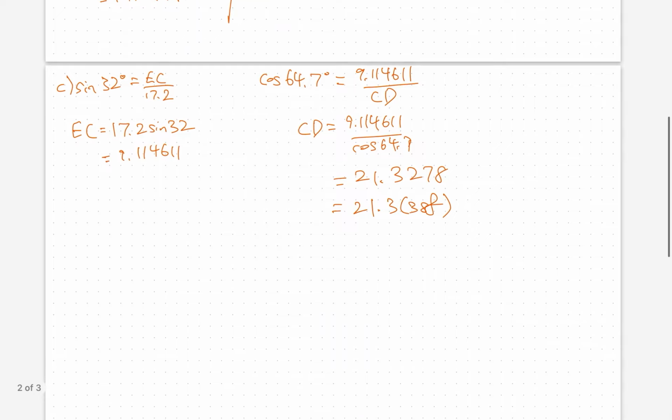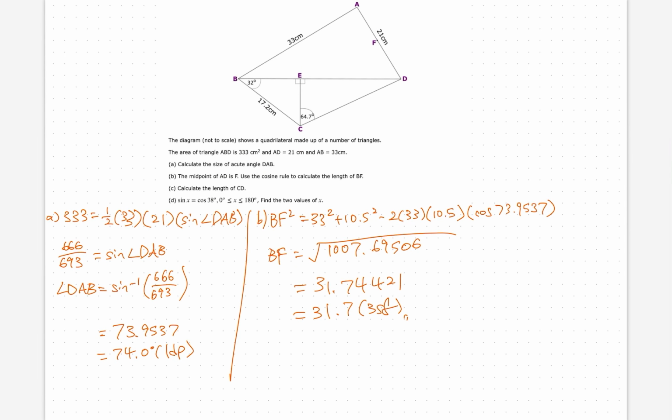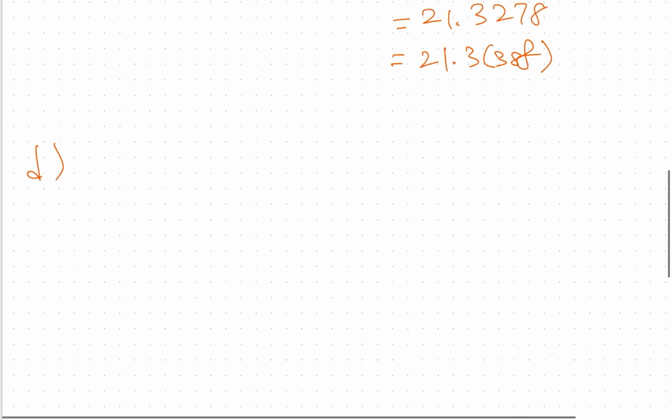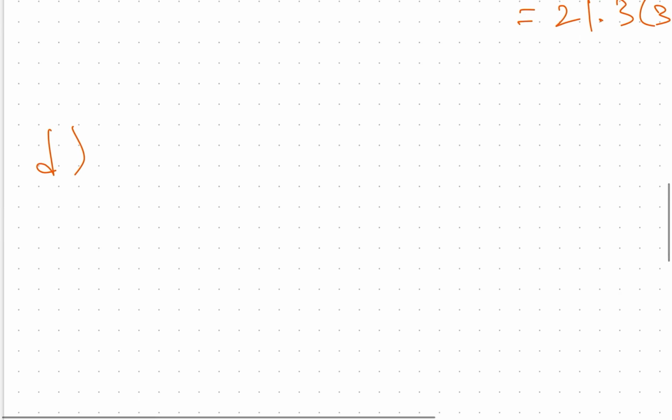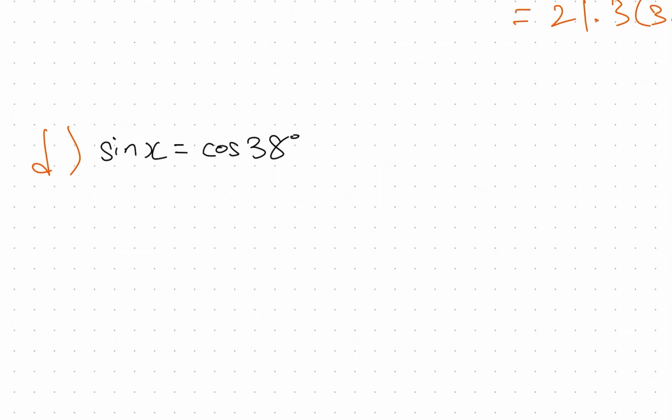Last part for this question, part D. When sine x equals cosine 38 and x is more than or equal to 0 degrees but less than or equal to 180 degrees, find the two values of x. Let's work this out. Sine x equals cosine 38 degrees.